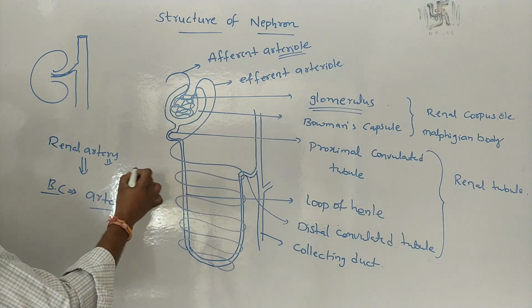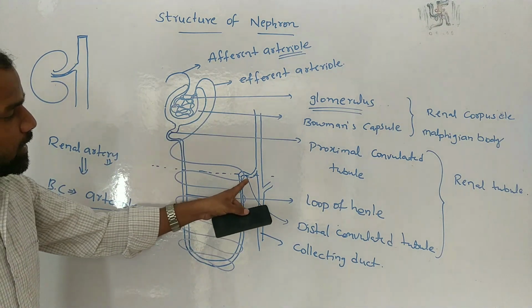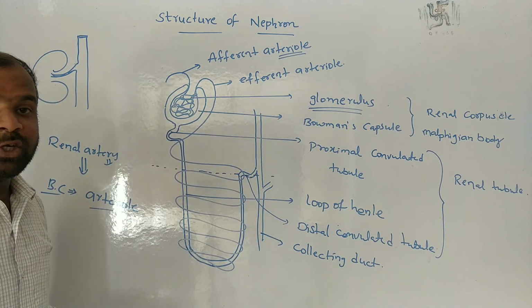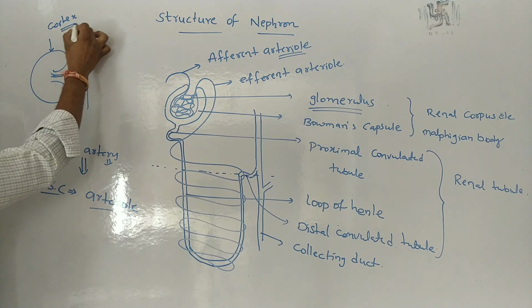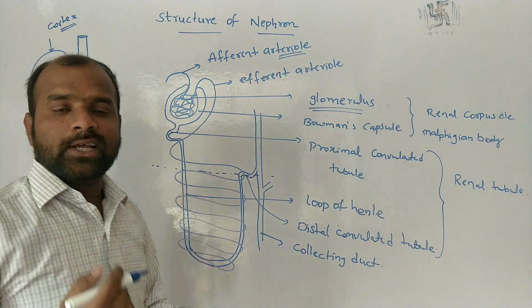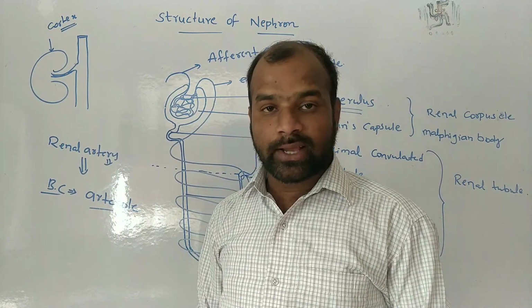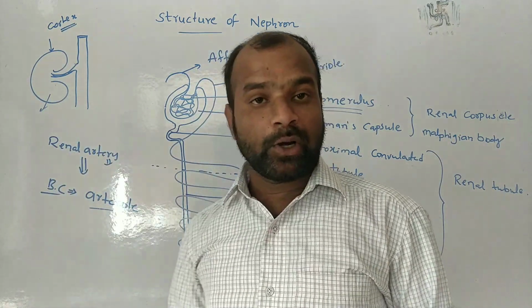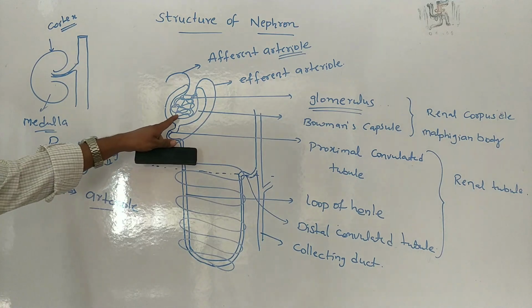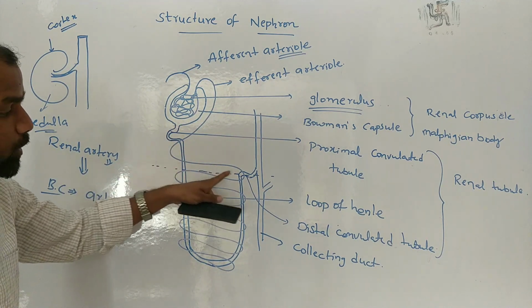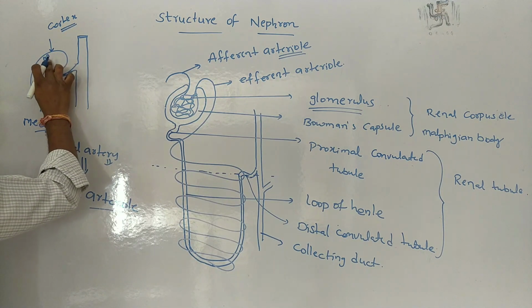The proximal convoluted tubule, distal convoluted tubule and the Malpighian body are present in the cortex region. As we have already discussed, the longitudinal section of the kidney shows two major parts. The outer dark colored zone is called the cortex and the inner pale colored zone is called the medulla. The Malpighian body as well as the proximal and distal convoluted tubules are present in the cortex. Just imagine they are present like this.